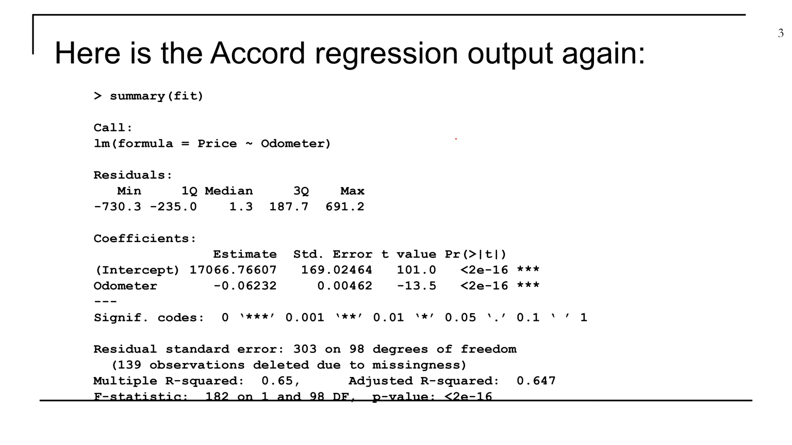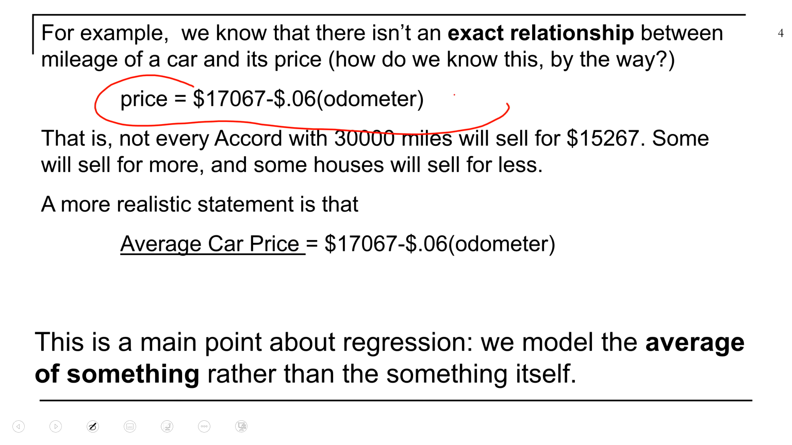Well, here's the Accord regression output again. So we're modeling the price of an Accord as a function of the mileage, odometer. And the question is, we get output here. We get a B0 and a B1. And you might say it's an exact relationship. Here's our B0, here's our B1, that's the intercept and slope. We might say the price is 17,067 minus 0.06 times odometer. For every additional mile on the car, the price goes down by 6 cents. But this, just staring at it, looks like an exact relationship.